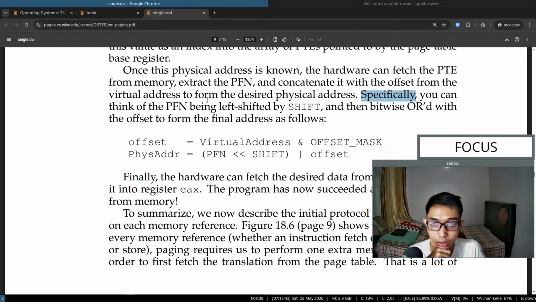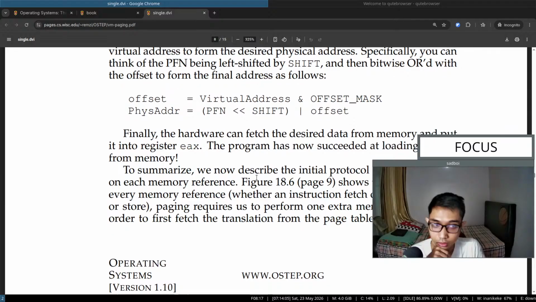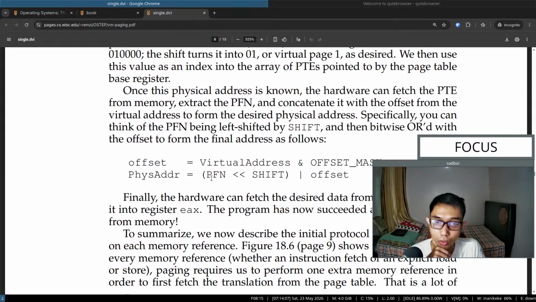Specifically, you can think of the page frame number being left shifted by shift. Wait. Isn't this right shift? Oh, it's different. Okay.